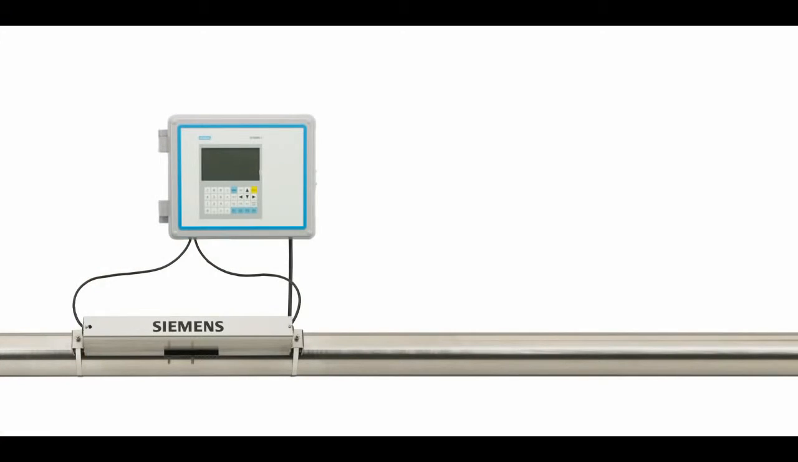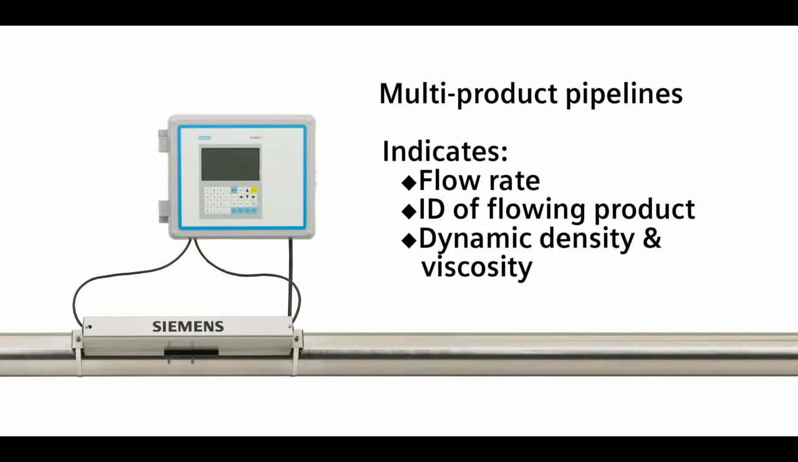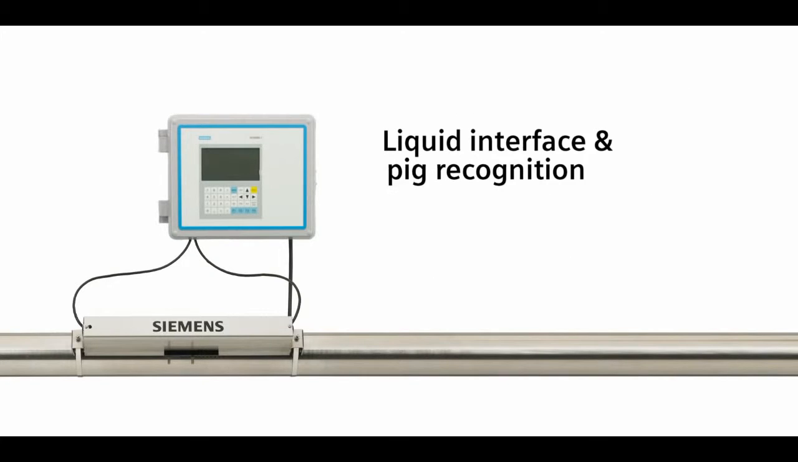The FUH1010 has the unique ability to measure multi-product pipelines, simultaneously indicating flow rate, identification of the flowing product, dynamic density and viscosity measurement, plus liquid interface and pig recognition, all from outside the pipe. The FUH1010 can be customized to your specific range of products through the simple process of optimization of its integral liquid table. In this presentation, I'm going to introduce you to the liquid table and the optimization process.